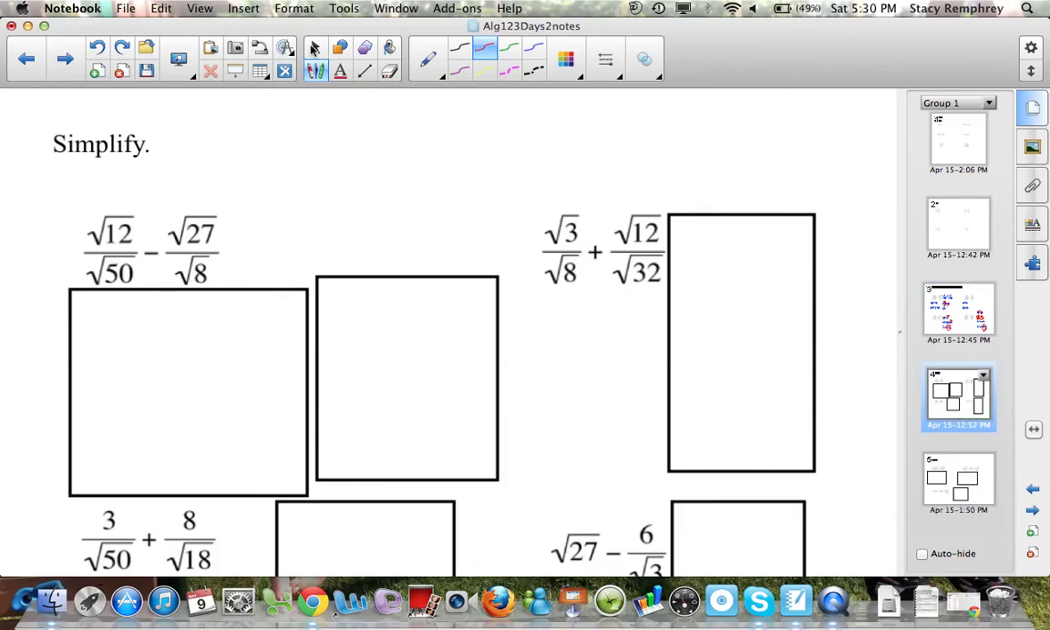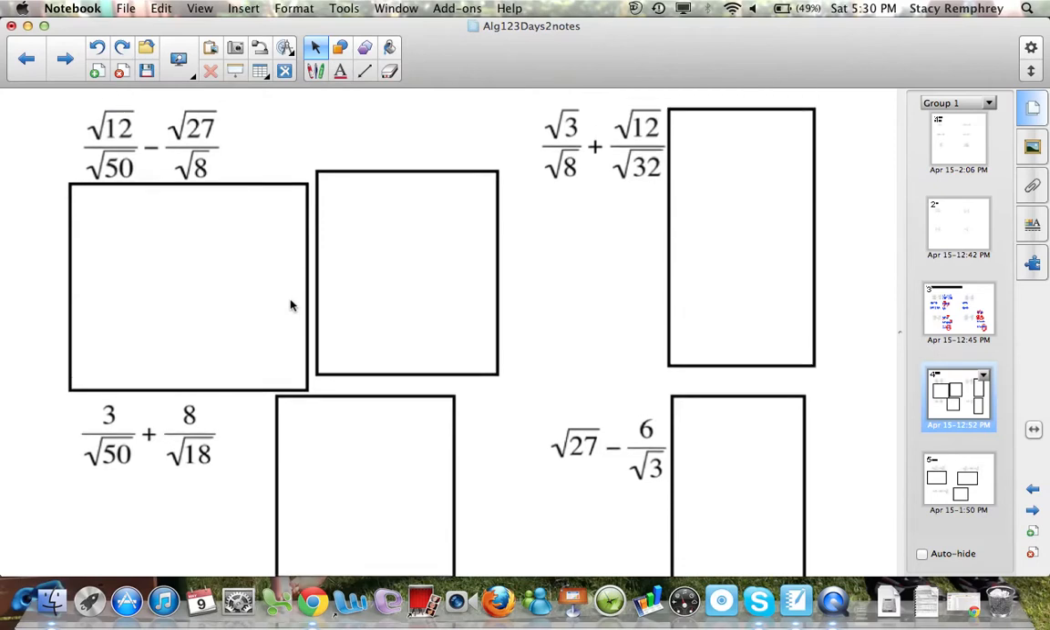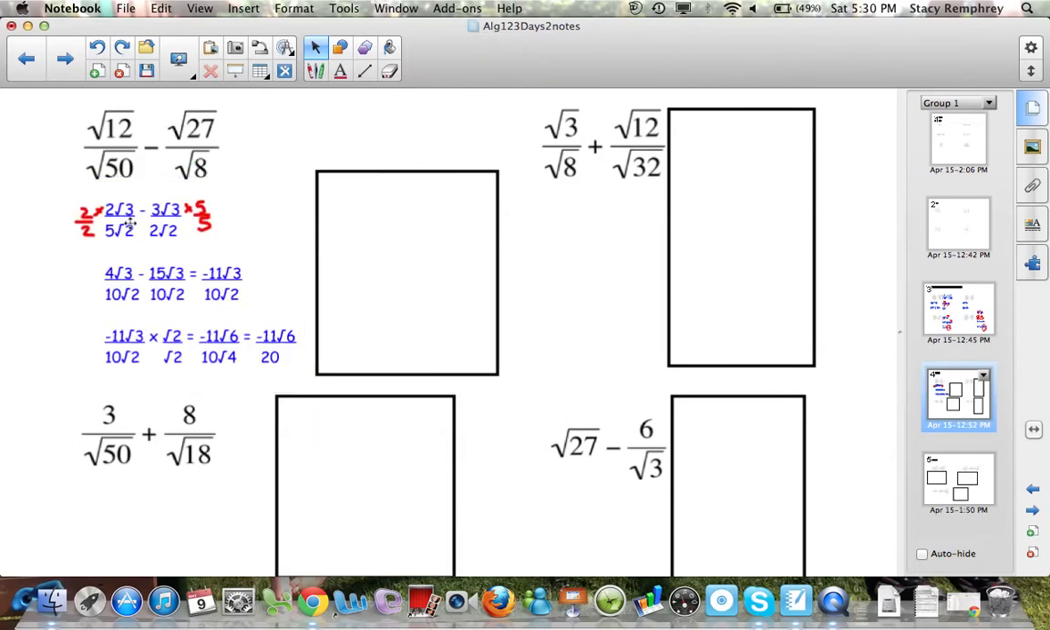In the next ones, we're adding and subtracting. So remember, you need common denominators. And again, many, many ways to get to the answer. In the first one, once again, I will show you 2 ways, and the other ones I just stuck with 1. So in the first one, what I did is I simplified all the square roots.